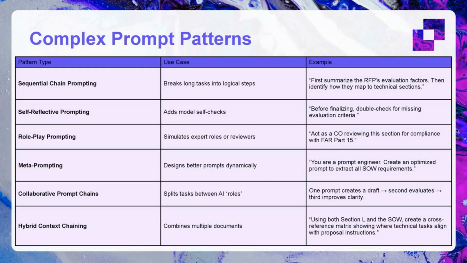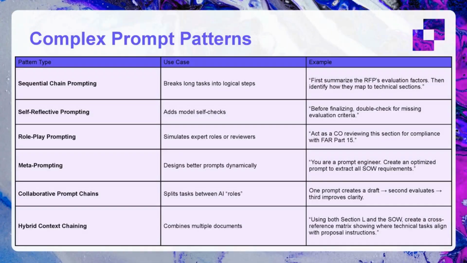So the first one is sequential chain prompting. This can be especially effective when we're breaking those larger tasks into logical steps. With the type of work that you're doing and the type of outputs that you're creating, this is something that you will leverage quite frequently. So it's going to guide the AI to work through a complex ask in the most logical manner. We've talked about that a bit before in our previous sections when we discussed chain of thought. And this is going to give us the framework of how we can most clearly structure our instructions. And again, another example: first summarize the RFPs, evaluation factors, then identify how they map to technical sections. And we saw that in our example.